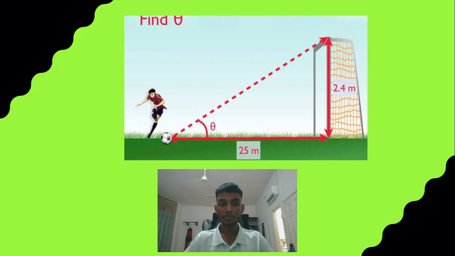Therefore, the suitable formula to be used in this type of situation is the tangent formula. So first, we have to use tan to the power of -1 in our calculator, like this.